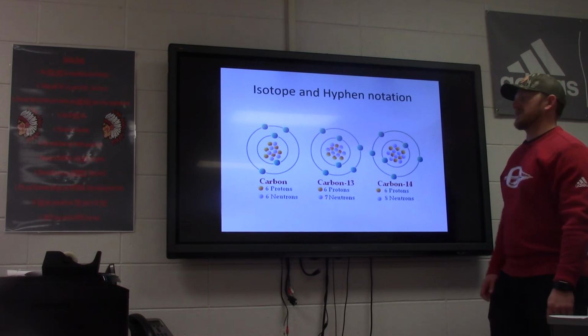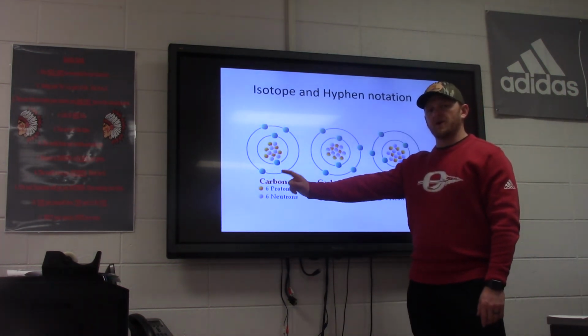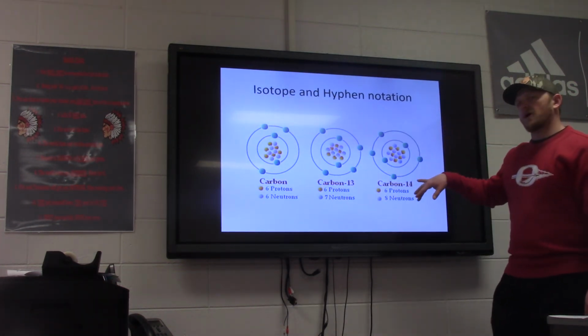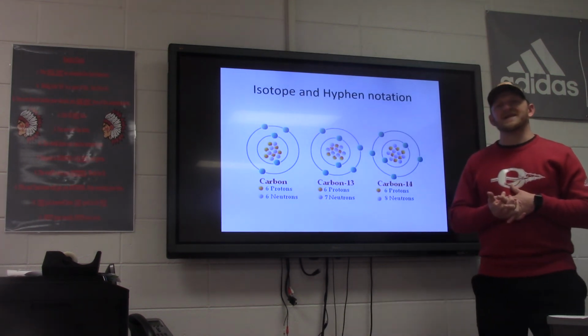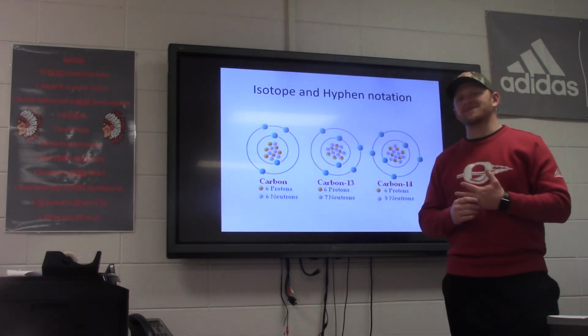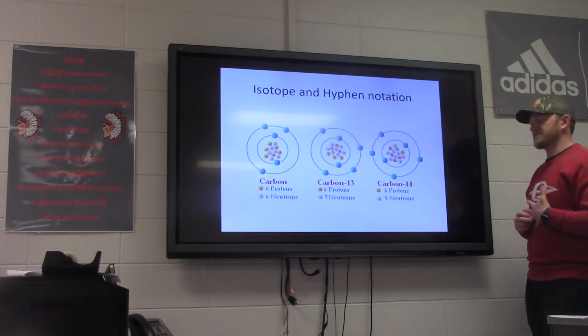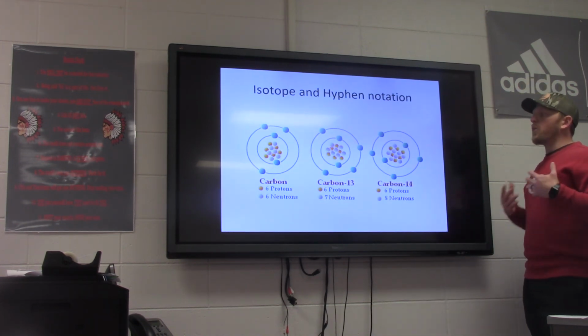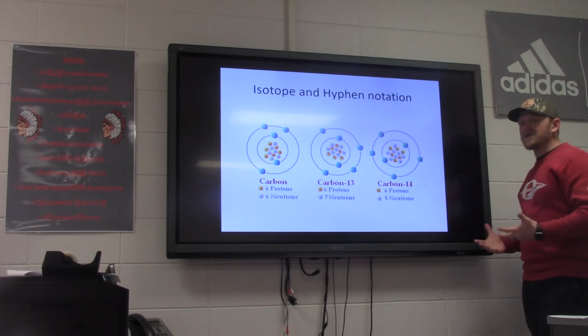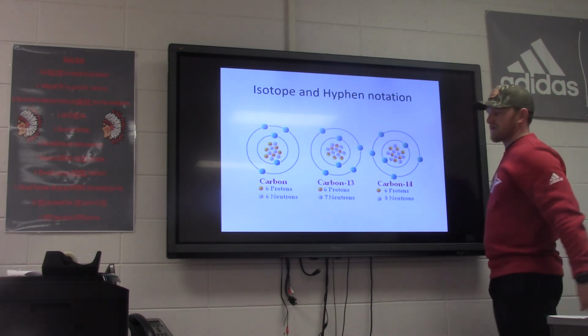Now, what's the difference between them? Carbon 12 is what we see naturally occurring on Earth. Carbon 14 is what we carbon date things with. We can date things that have carbon in it up to 10,000 years old. Anything after that has to be radioactive dating. But that's one way that we use these. But why are they different? Again, just look at their number of neutrons.